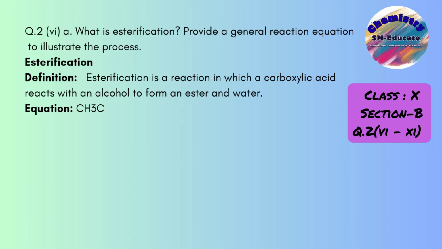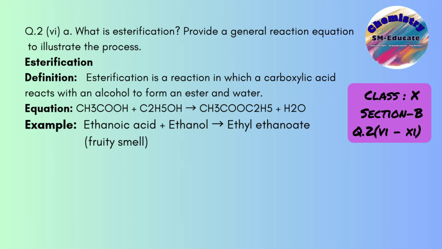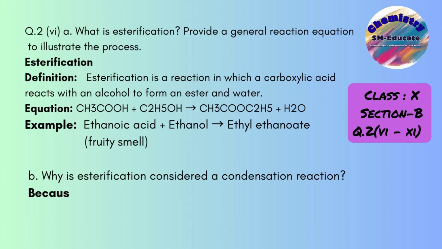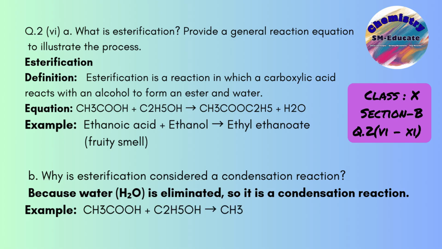CH3COOH plus C2H5OH produced CH3COOC2H5 plus H2O. Example. Ethanoic acid plus ethanol produced ethyl ethanoate having fruity smell. B. Why is esterification considered a condensation reaction? Because water, H2O, is eliminated, so it is a condensation reaction. Example. Ethanoic acid plus ethanol produced ethyl ethanoate plus water.